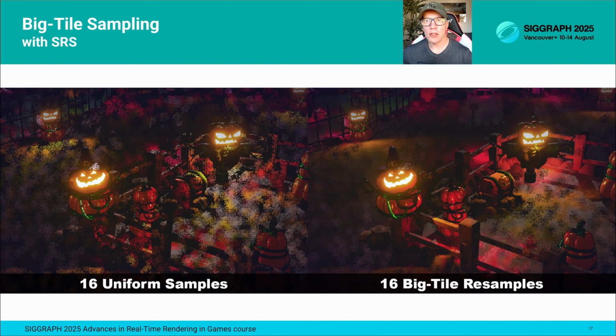Here's a comparison of how the big tile SRS reduces noise versus uniform sampling. On the left, we have an image where we pick small tile samples from 16 uniformly sampled scene lights. On the right, we have an image with lights resampled from the big tile reservoir of 16 samples, which has significantly less noise.